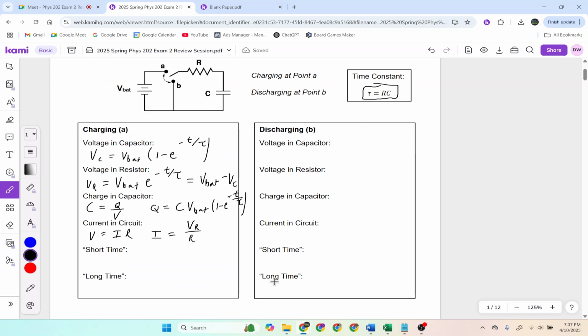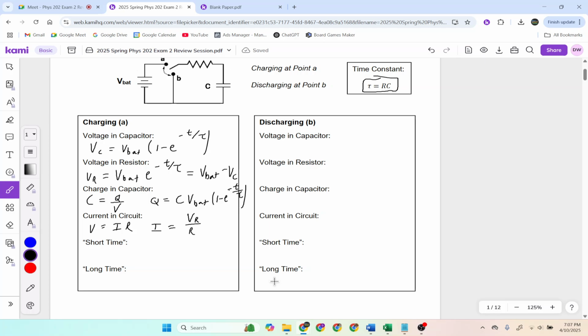And then the last two things we have are short time versus long time. This is where the problem says short time, like immediately after the circuit's been switched, and then long time is after it's been switched for a long period of time. So, for instance, with short time, you need to know that the capacitor is just a wire.